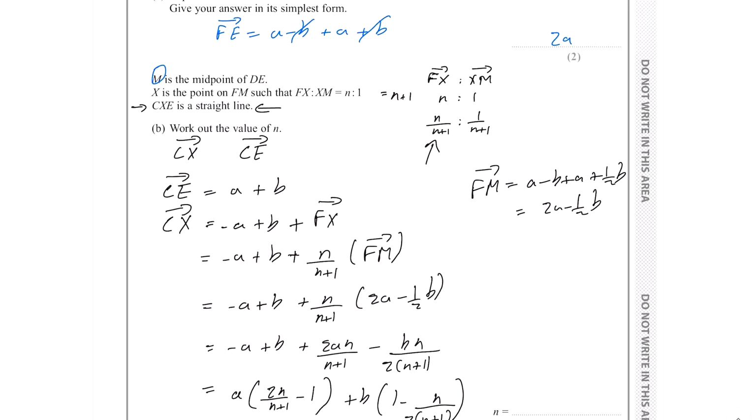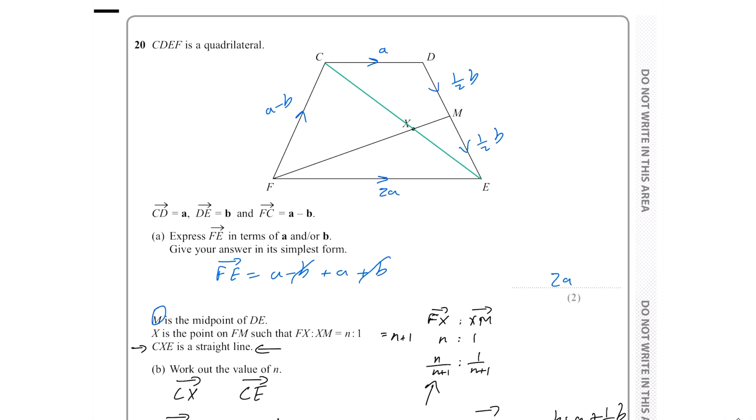Now, when you get to this stage, what you need to realize is that C to X and C to E are both straight lines that are following the exact same path. So if this is, say, for example, C to X, and say this is C to E, they are both following the exact same path, right? One line is just a bit longer than the other one.